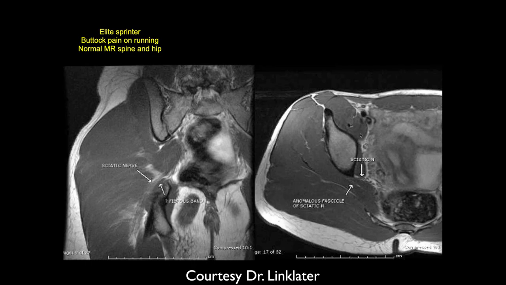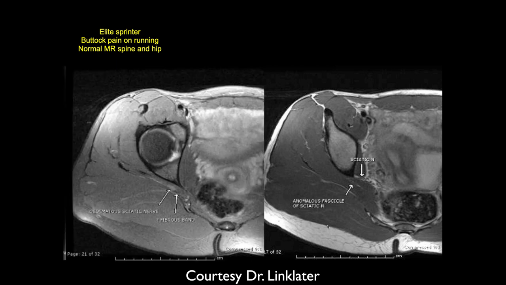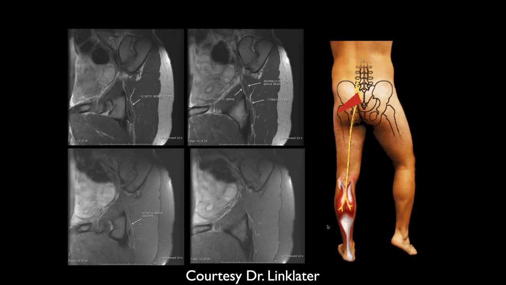So you look for asymmetry of the piriformis muscles, try to follow the sciatic nerve, and then see whether you can see compression or swelling or abnormal signal intensity within the sciatic nerve. I just don't know how common this is.